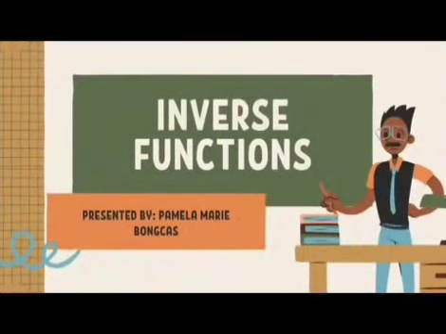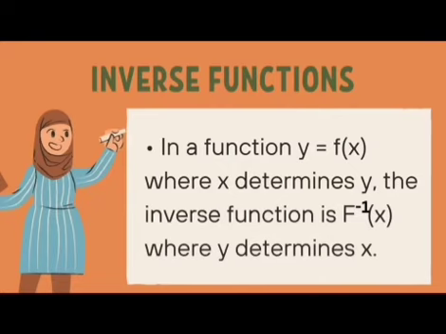Inverse function. In a function y equals f of x, where x determines y, the inverse function is f negative 1 of x, where y determines x. In the function y equals f of x, the input x determines the output y. The inverse function, denoted by f negative 1 of x, reverses the relationship, allowing the output y to determine the input x. Essentially, the inverse function undoes the original function, providing a means to recover the initial input value from the output.